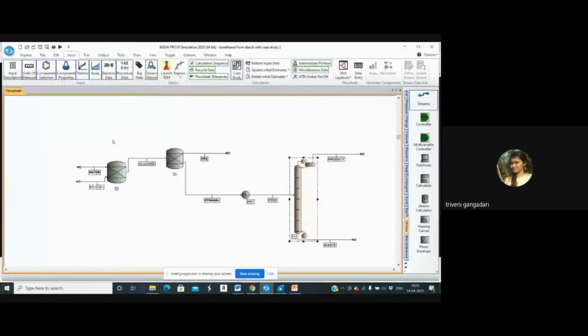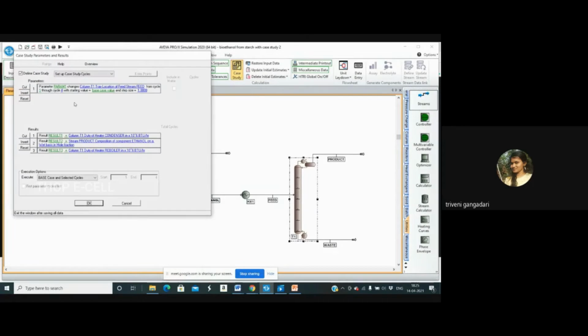This is how we build a flow sheet. We used a case study option to understand the effect of purity of ethanol in product stream with feed tray location, and also to understand the effect of duties of reboiler and condenser with feed tray location. In order to duplicate that case study option, go to input, and here under case you can see the case study option. Click on that.